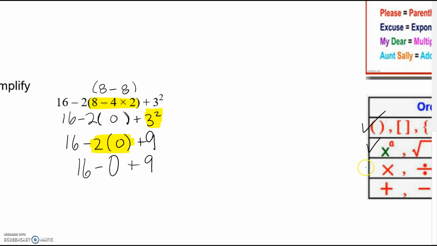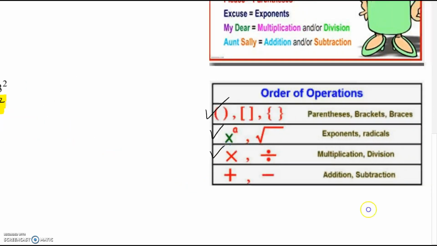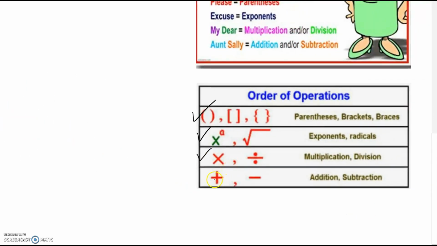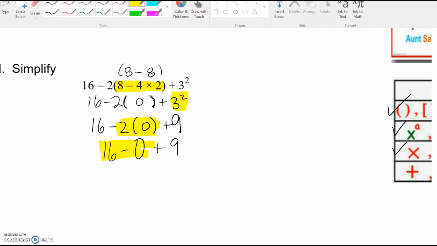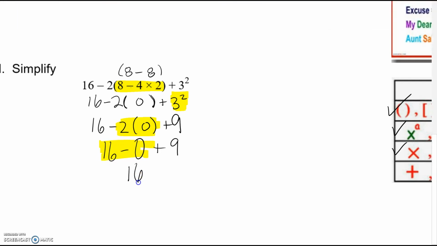Now, down to our addition and subtraction, right? Don't get fooled. Just because it says addition and then subtraction, they're on the same level. They're equals. So it's whichever comes first. In this case, it is the subtraction. So 16 minus 0, I'm taking nothing away, leaving me with 16. Adding the 9, 16 plus 9 is 25. 25, everybody.